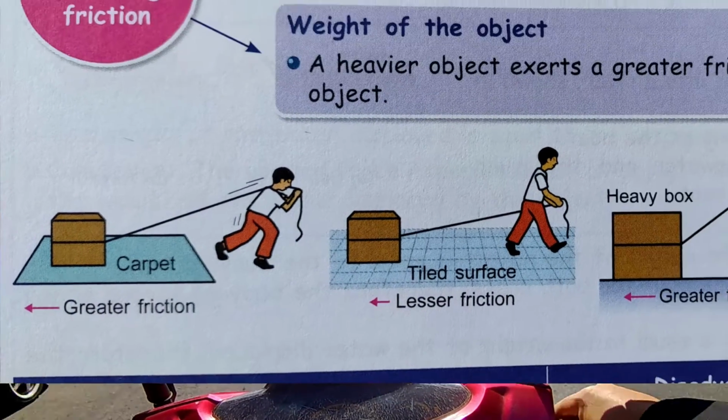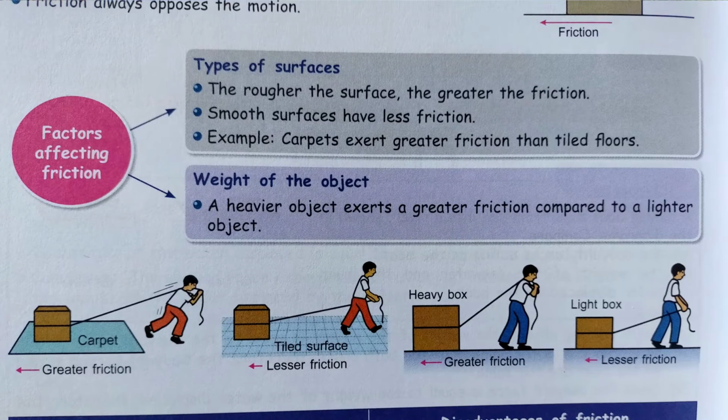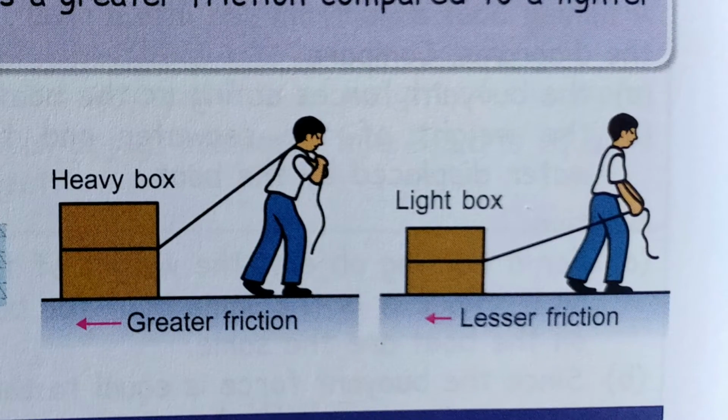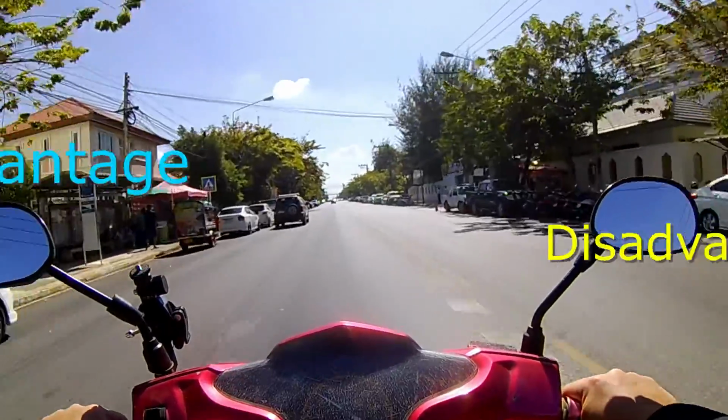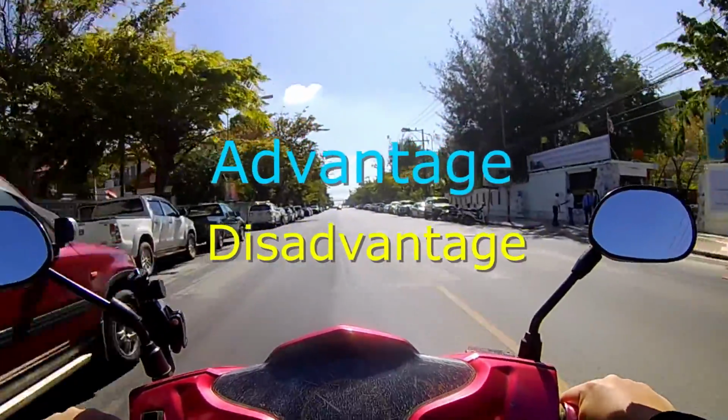Another factor that affects friction is weight. The heavier the object, the greater the friction. The lighter the box, the lesser the friction. Friction has advantages and disadvantages.